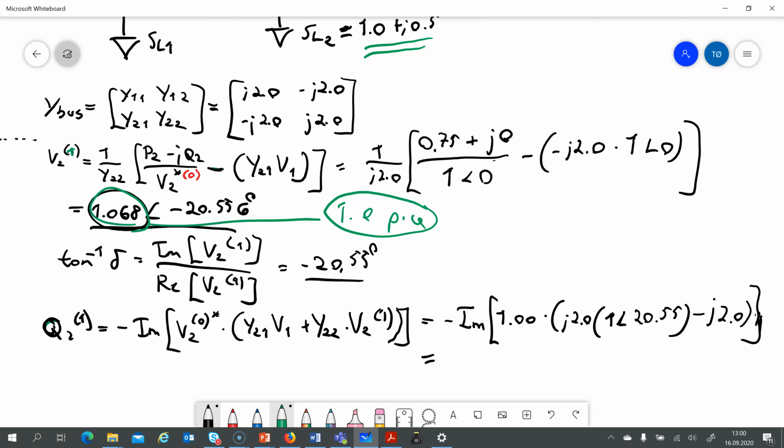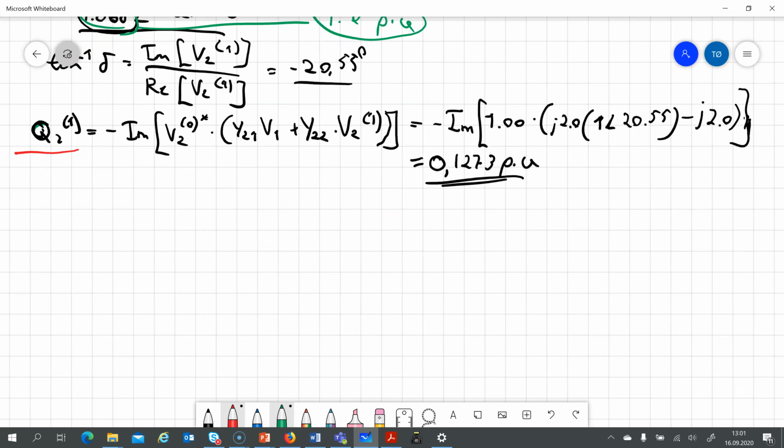This equals 0.1273 per unit. So then we have a value for the reactive power, iteration 2, and the voltage, iteration 2. And then, iteration 1, sorry, and then we can calculate for iteration 2. Let's do that below here.